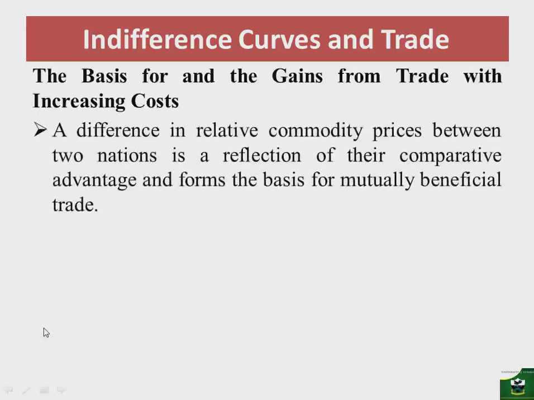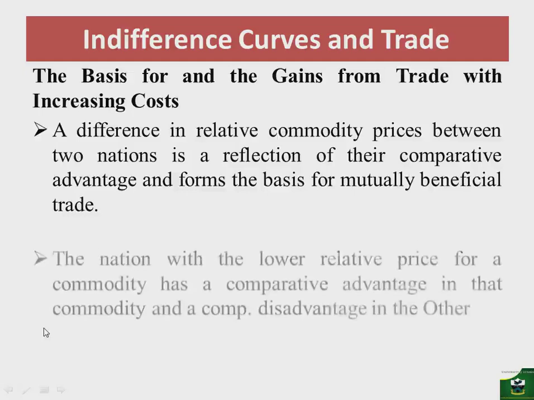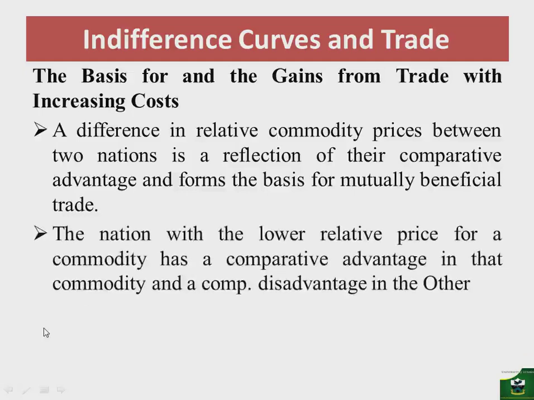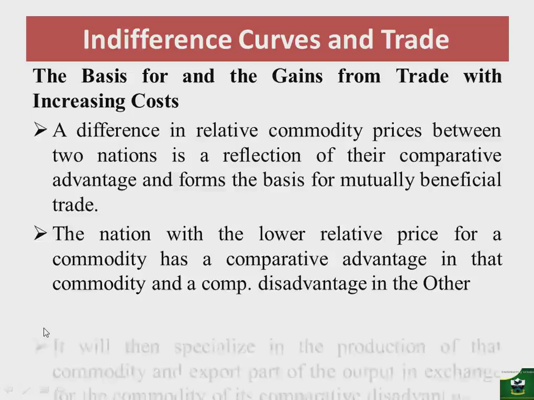Okay, so a difference in relative commodity prices, remember, is what we said to be the basis for comparative advantage and therefore forms the basis for mutually beneficial trade. And we said a nation with a lower relative commodity price will have a comparative advantage in that commodity and a comparative disadvantage in the other commodity, while a nation with a higher relative commodity price will have a comparative disadvantage in that commodity and a comparative advantage in the other commodity.